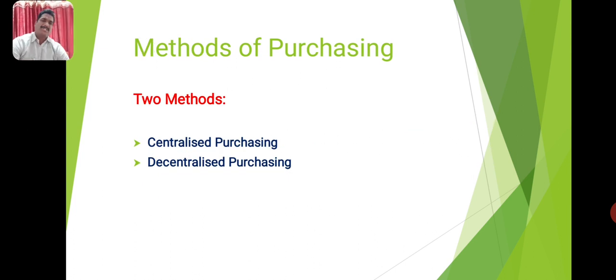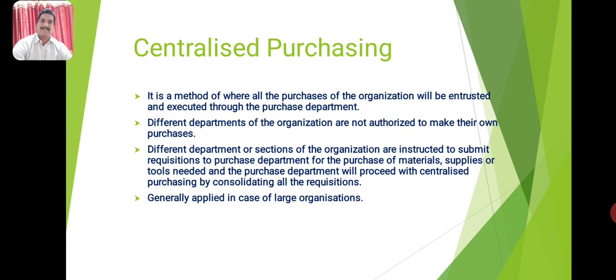And let us see the methods of purchasing next. There are two methods of purchasing. One is centralized purchasing and the second one is decentralized purchasing. Let us see centralized purchasing. Centralized purchasing is a method of purchasing where all the purchases of the organization will be entrusted to and executed through the purchase department.